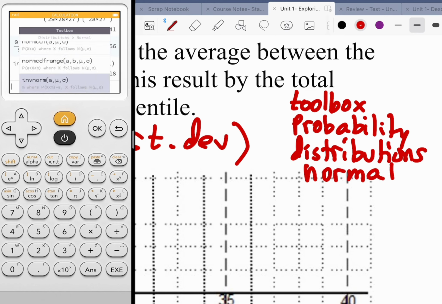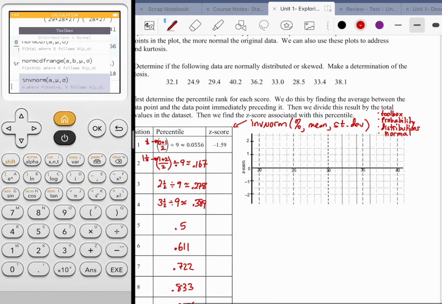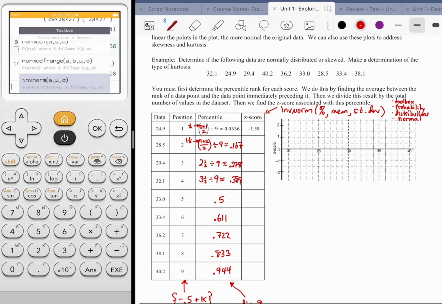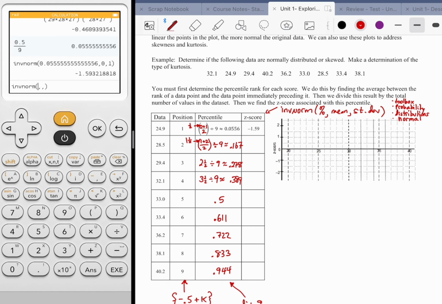And then if you go down, you'll see inv norm, A for area. Area and probability, as you'll discover down the line, are synonymous when it comes to normal distribution. So toolbox, probability, distributions, normal, and that'll get you to the inverse norm function. So what I can do is, I already did the first one. That's how I actually got that negative 1.59, just using this function. I just did it on a TI, which essentially works the same way.